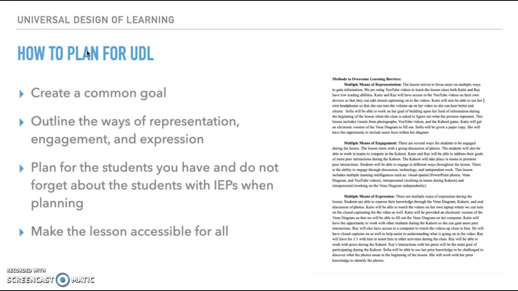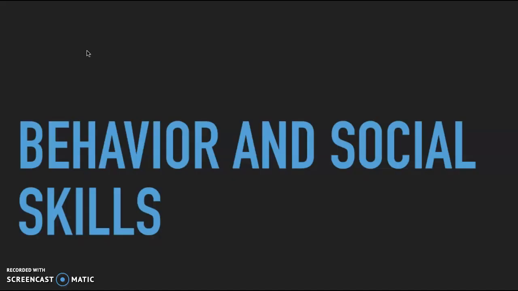How to plan for UDL. Create a common goal. Outline the ways of representation, engagement, and expression. Make sure to plan for students with IEPs. Make the lesson accessible to all. The picture shown on the side shows how I summarized the 3 principles of UDL during a social studies lesson. These summaries make sure you are using UDL while also attending to students with IEPs.